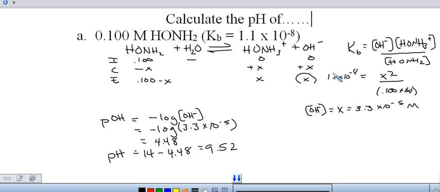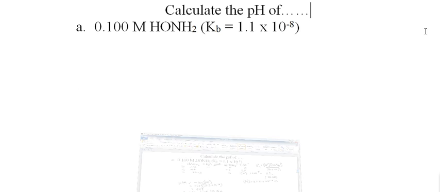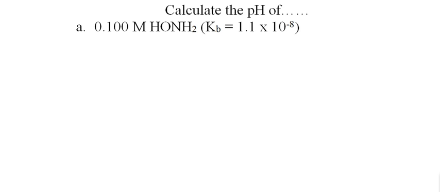Then the second part of that question, part B, wants you to find the pH of another substance, 0.1 molar HONH3Cl. This is the salt, and I know that because I have this chlorine on with the ion that I had in the previous problem.